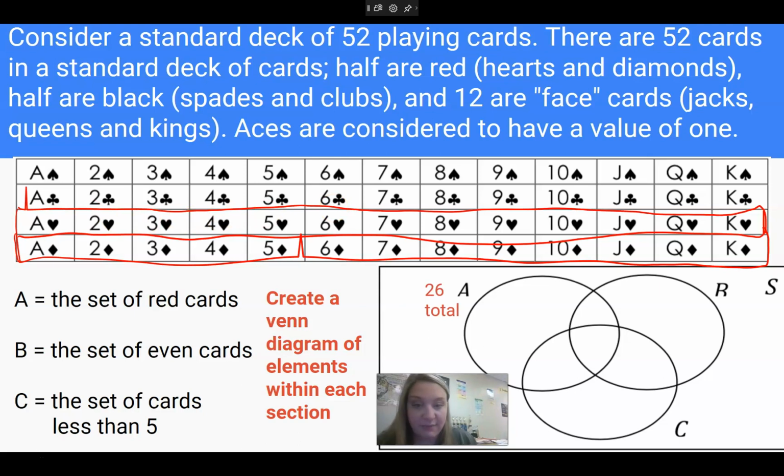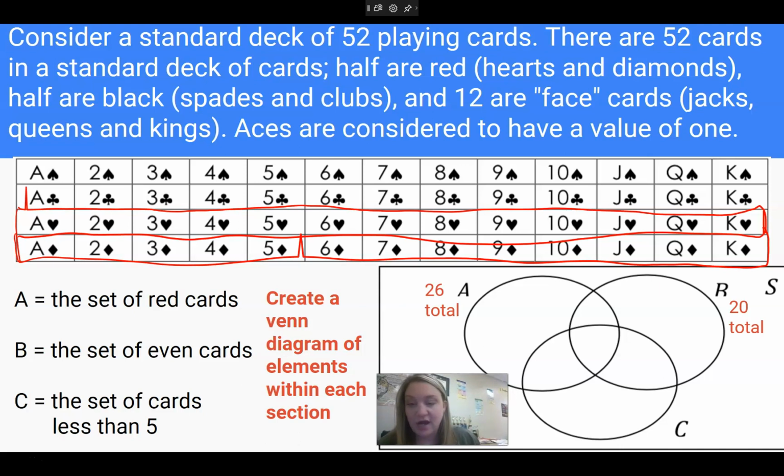How about just set B? How many cards are just even cards? Well, we got 1, 2, 3, 4, 5, 6, 7, 8, 9, 10, 11, 12, 13, 14, 15, 16, 17, 18, 19, 20, 21, 22, 23, 24, oh, we're not counting queens, I'm sorry. 20 cards, we're not doing queens. 20 total cards are even.